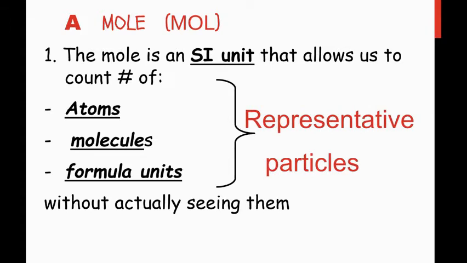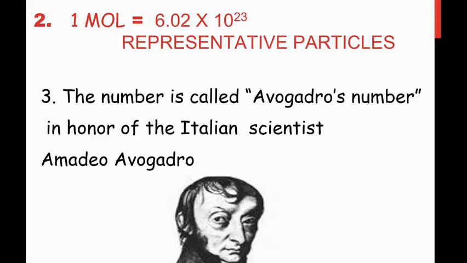Okay, now we call all of these things representative particles. So what are we representing? Are we representing atoms? For copper, we're representing atoms. For molecules, something like sugar, C12H22O11, that's going to be a molecule. Or something even smaller like H2O, that's going to be a molecule. The representative particle for H2O is a molecule. The representative particle for NaCl is a formula unit.